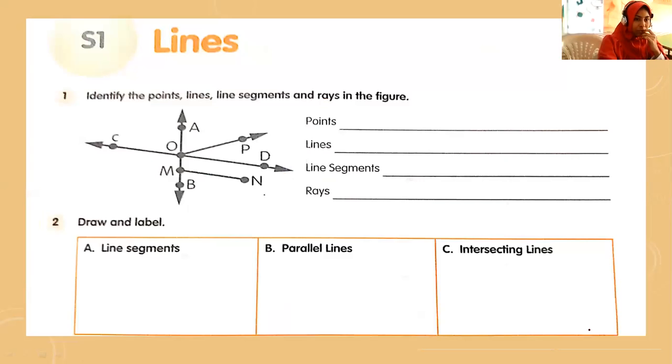Take out your workbook. This is the same figure as we did the previous time. S1 question number 1, I think you can do this question by yourself. Question number 2 is draw and label. You have to draw and you have to label it also. Like I draw a single one, you will do the second one and third one.